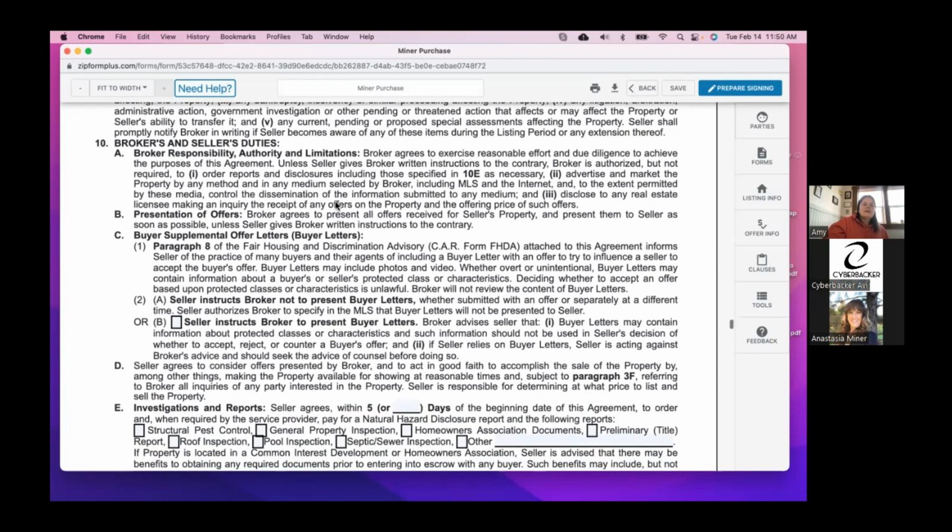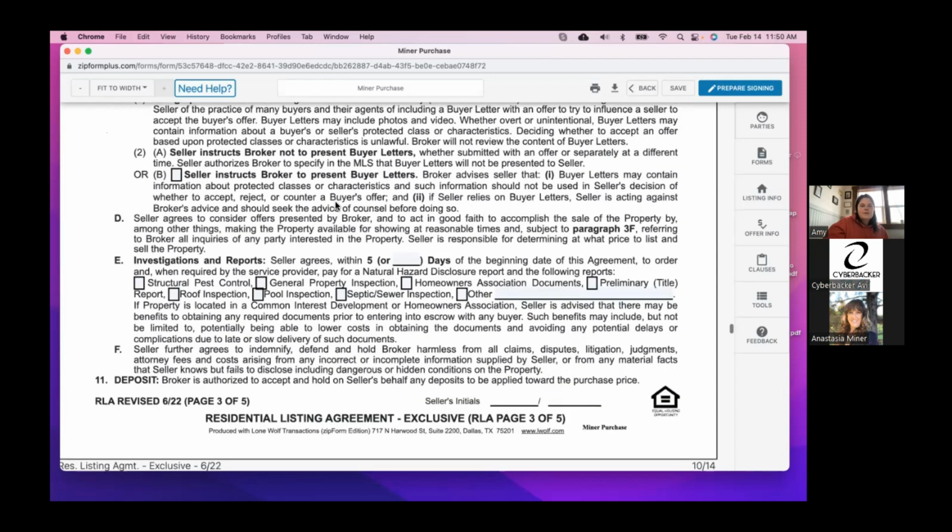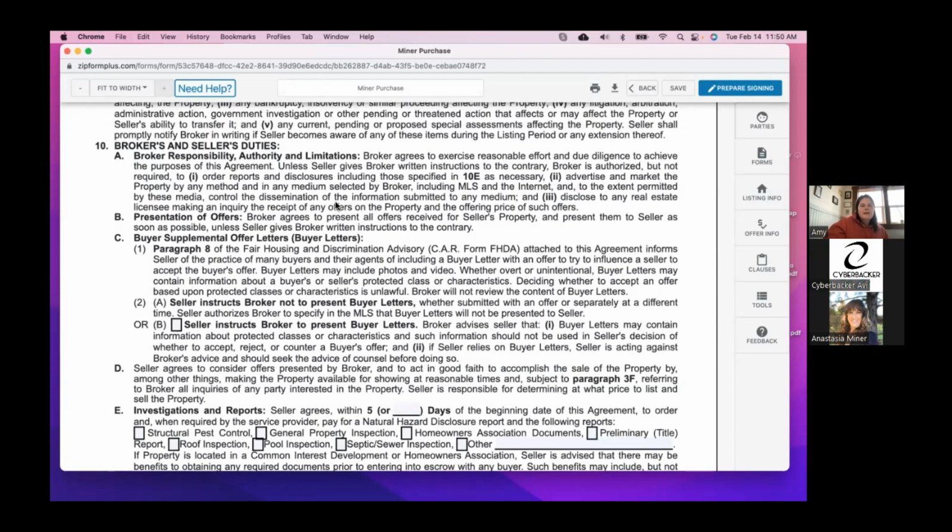Section 9 is the broker and seller's duties. The broker responsibility, authority, and limitations. Broker agrees to exercise reasonable effort and due diligence to achieve the purposes of this agreement. Unless seller gives broker written instructions to the contrary, broker is authorized but not required to order reports and disclosures, including those specified in 10E as necessary, advertise and market the property by any method in any medium selected by broker, including the MLS and the internet, and to the extent permitted by these media, control the dissemination of the information submitted to any medium, and disclose to any real estate licensee making an inquiry of the receipt of any offers on the property and the offering price of such offers.